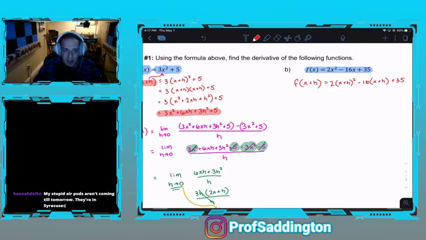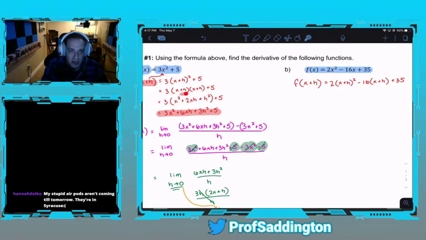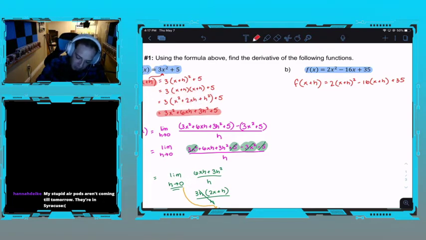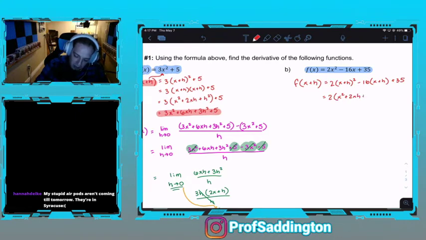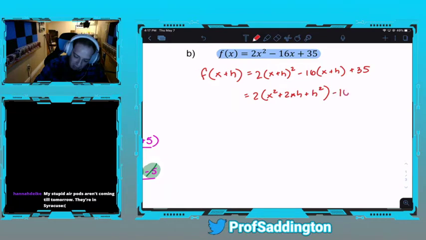And I'm going to save a little bit of time for you guys because we already did x plus h squared. We did that over here, x plus h times x plus h. We already said what the answer was. So I'm going to skip over the second line. And I'm just going to say that this is going to be 2 times x squared plus 2xh plus h squared. And then I can distribute the next part, which was negative 16x minus 16h plus 35.